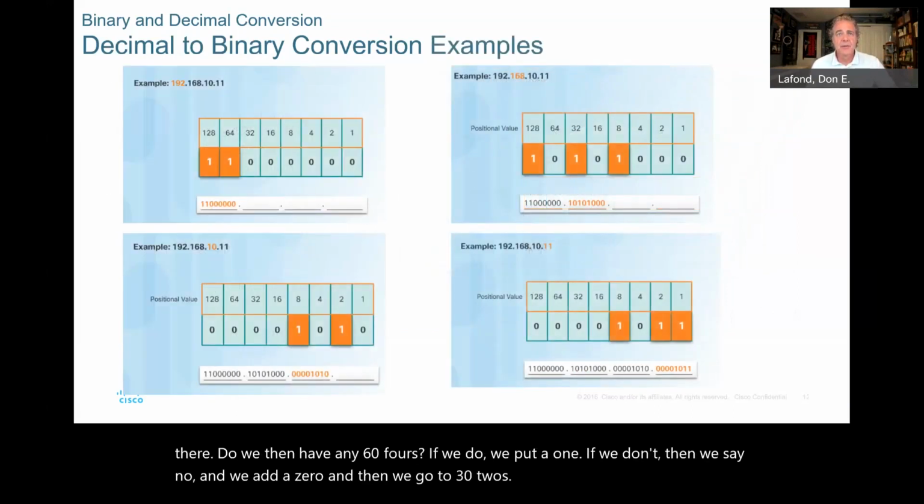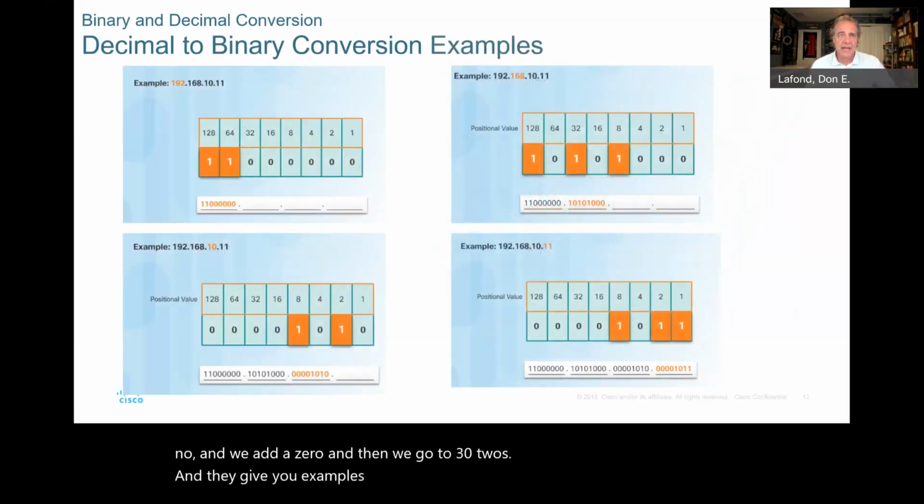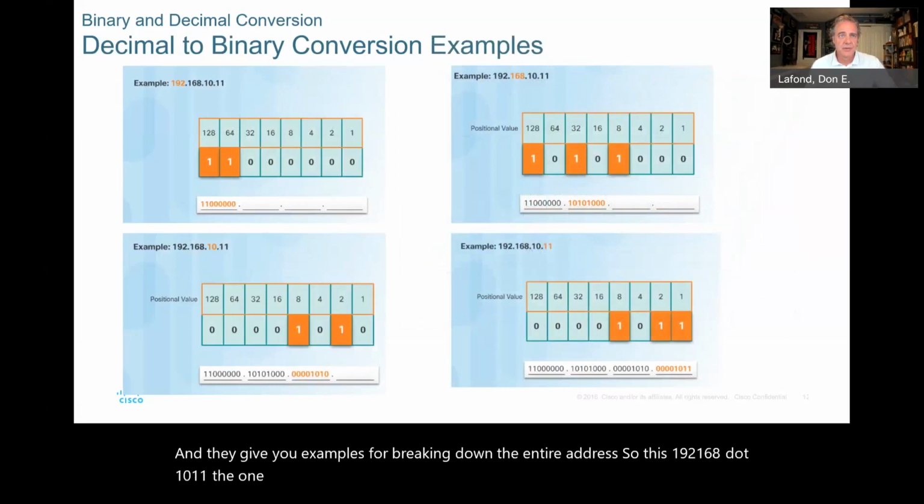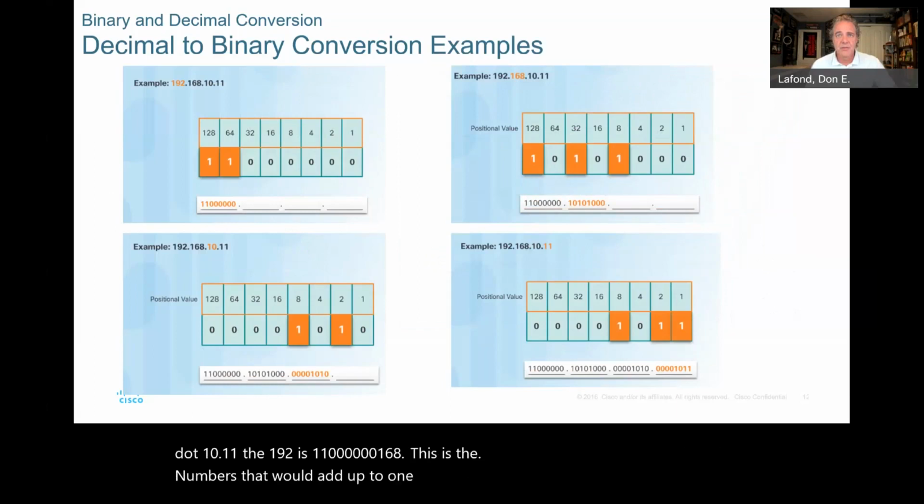And they give you examples for breaking down the entire address. So this 192.168.10.11, the 192 is 11000000. 168, these are the numbers that would add up to 168. So 10101000, and then 10, and then 11.